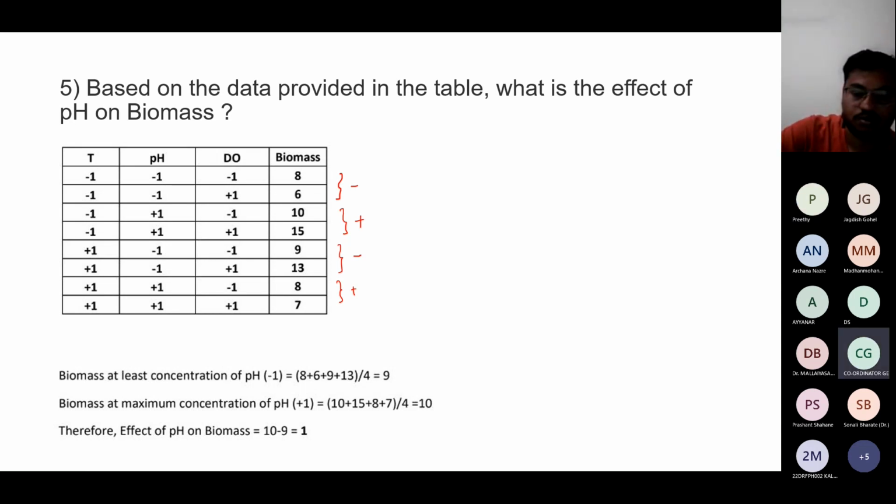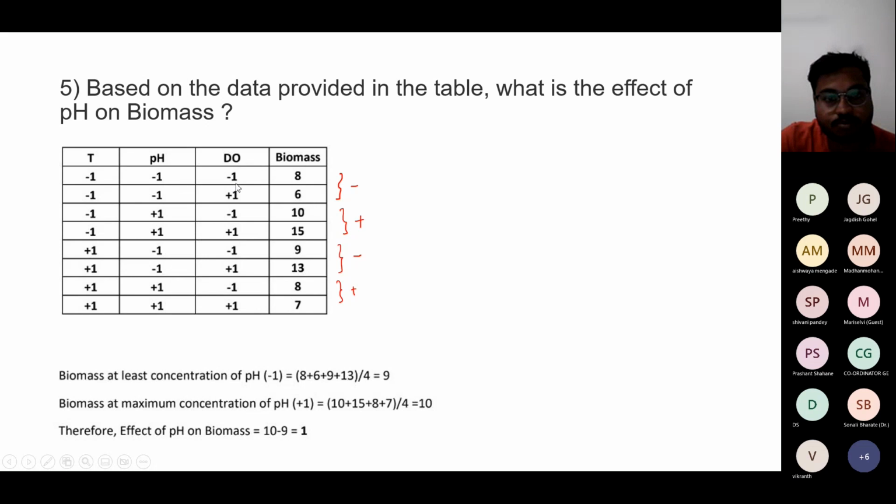Yes, sir. So we have to consider absolute values? No, we have to consider signed values. If I multiply 8 by minus, it will be minus 8. No, if there is a negative value, we'll take the negative value. We won't consider absolute values.